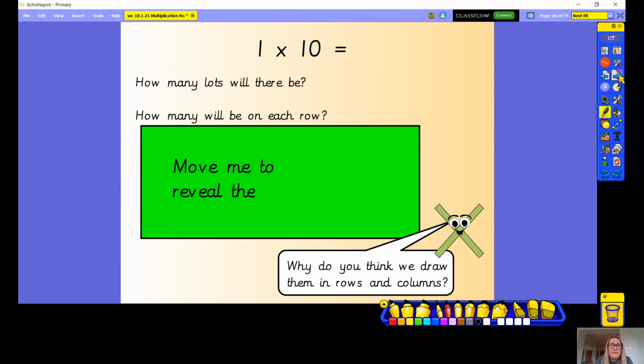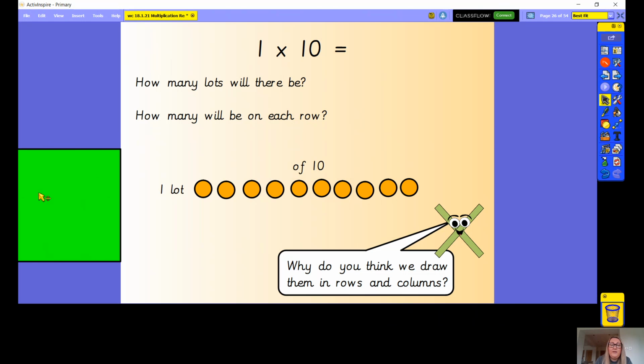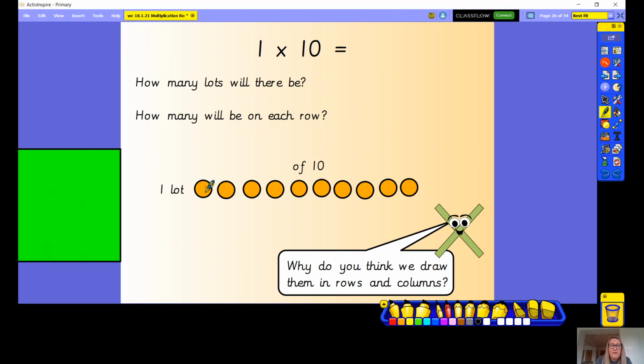So let's have a look at this number sentence. 1 lot of 10. How many lots will there be? Well done, there will be 1 lot, but how many will be in each row? Excellent, there will be 10 in each row. Shall we have a look and see what that looks like? There we go. We have got, count with me, 1, 2, 3, 4, 5, 6, 7, 8, 9, 10 circles. There's only 1 lot of them, so 1 lot of 10.